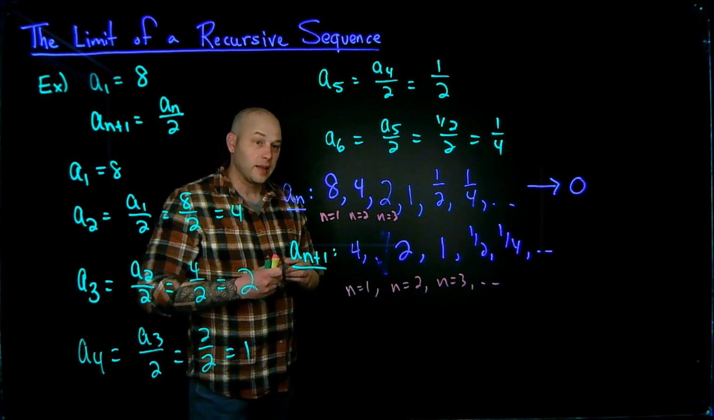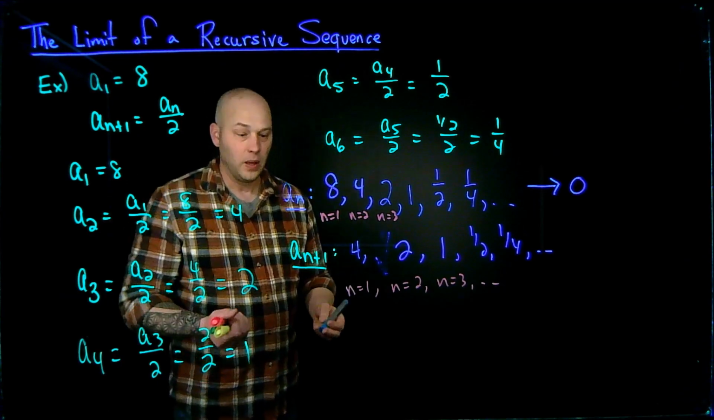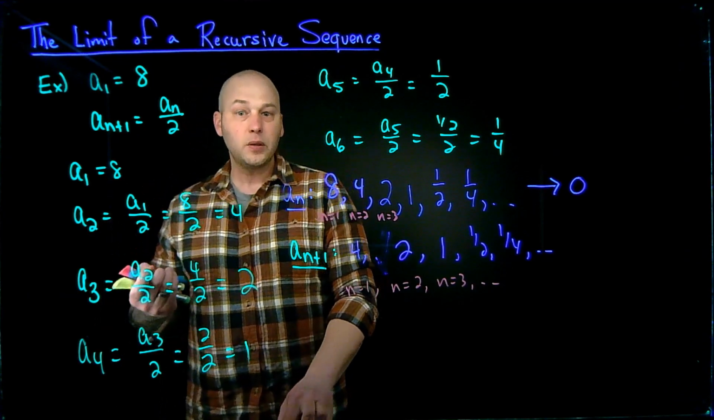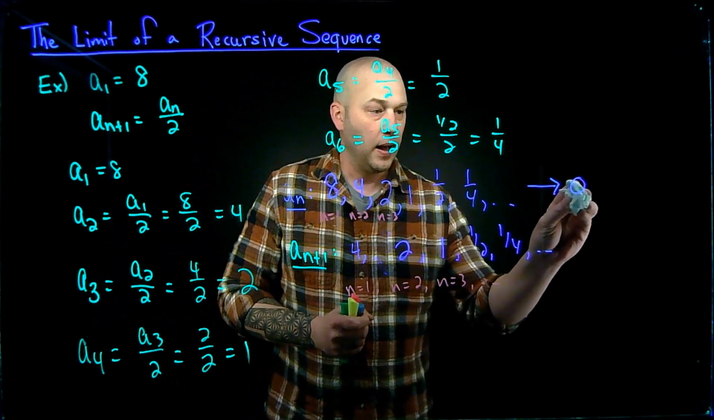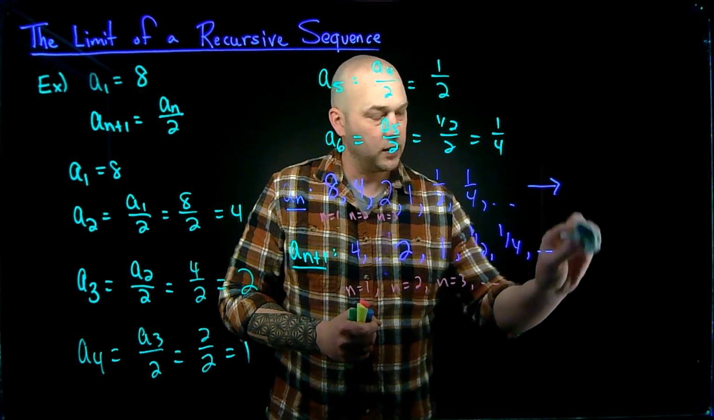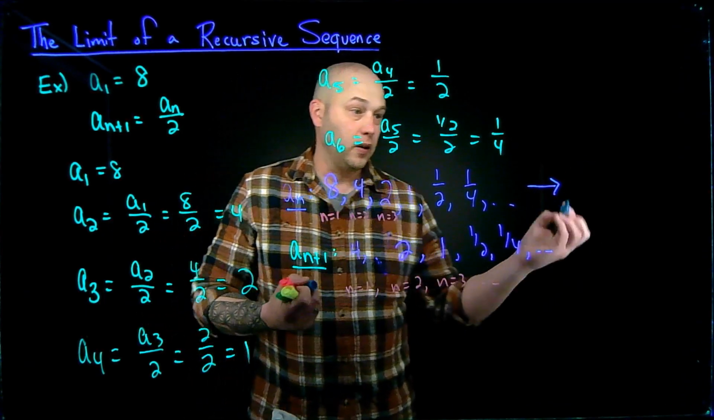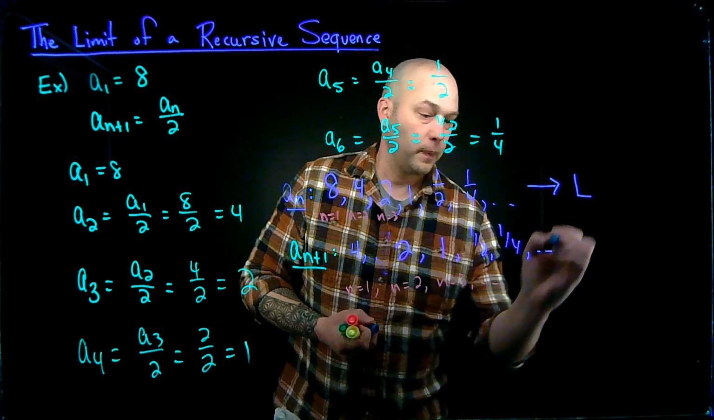Now again, that looks like it's converging to 0, which it is, but in order to formally justify that, here's how we're going to do it. I'm going to go back to this one, and I'm going to say it converges to some number, right?